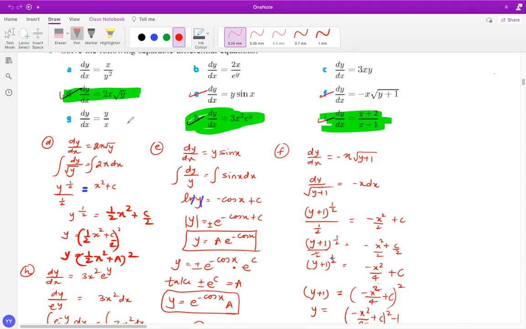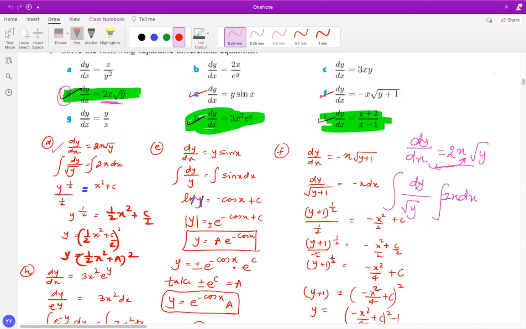Now let's take the first example. Here the derivative expression is 2x times root y. So let's say dy by dx is 2x times root y. First step is to isolate y on one side. I'm just going to bring this down here and this up here. So dy over root y equals 2x times dx. Once I get this step, I'm going to integrate both sides.